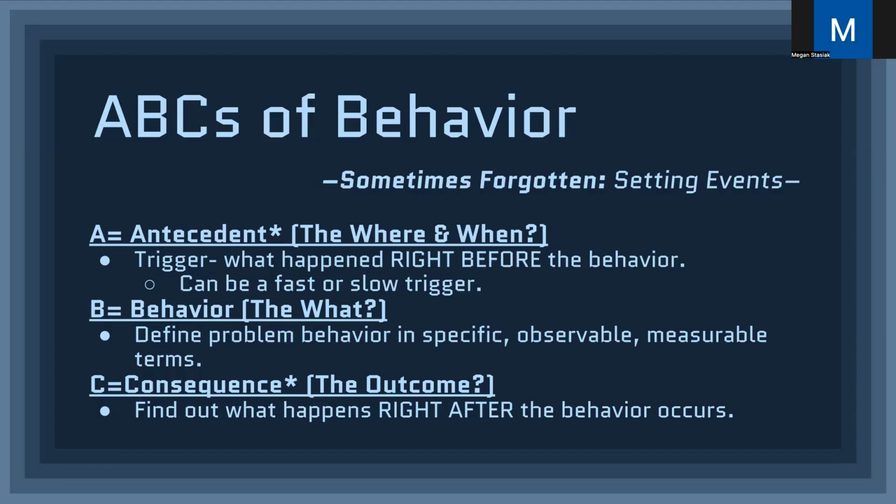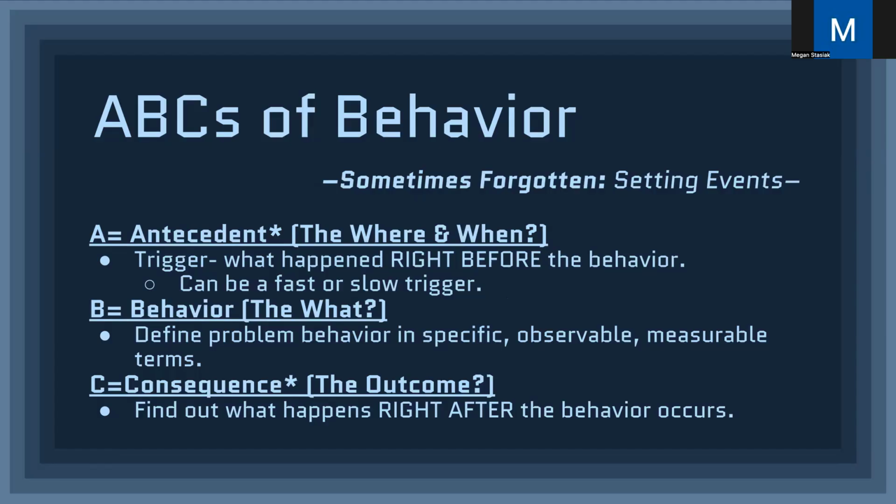Now, sometimes there can be fast or slow triggers. What I mean is a fast trigger might be somebody says something nasty to a student, they get mad and punch them. That saying something nasty was that fast trigger. Sometimes it could be a slow trigger. Maybe they're just getting really annoyed with their peers and then they eventually say something rude, but that getting annoyed, peers repeatedly saying things, would be that slower trigger.